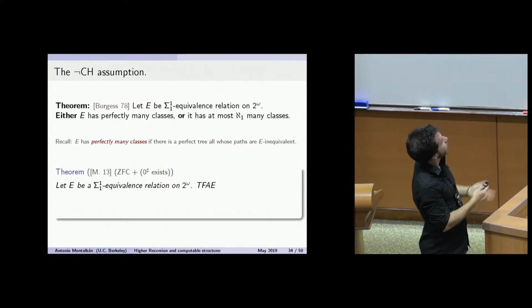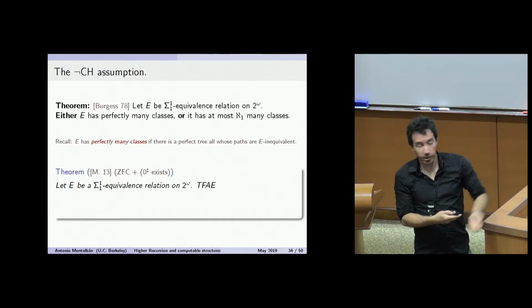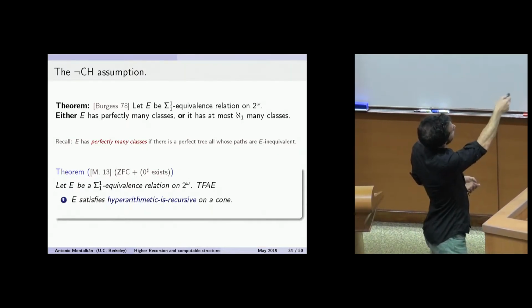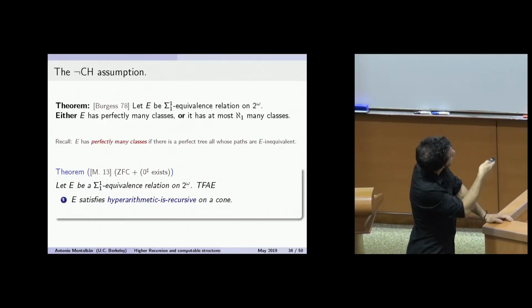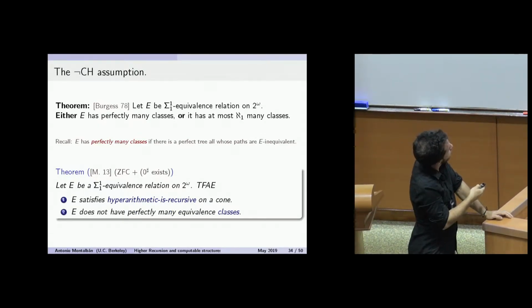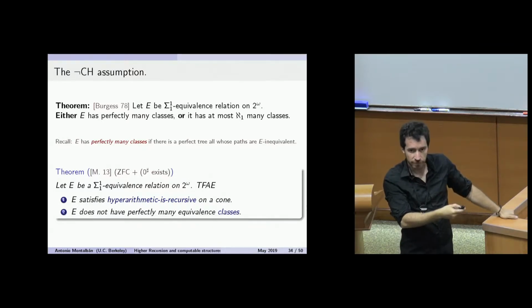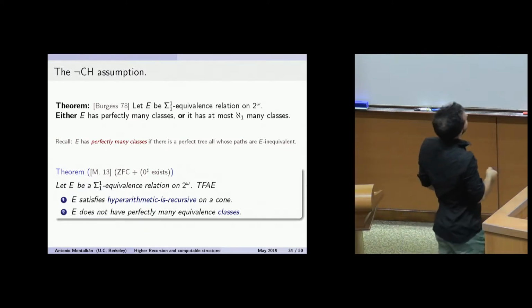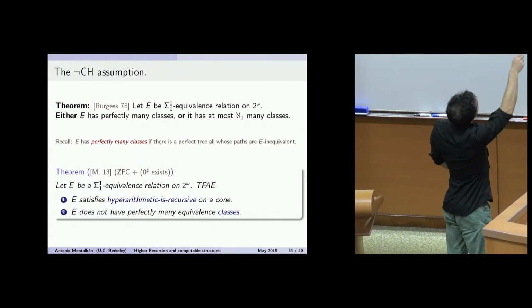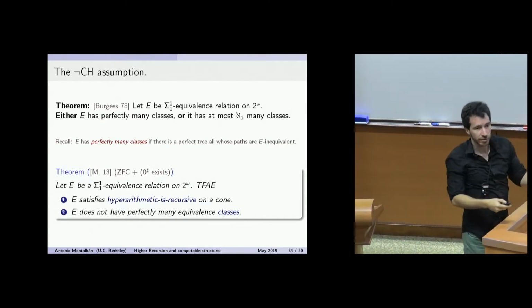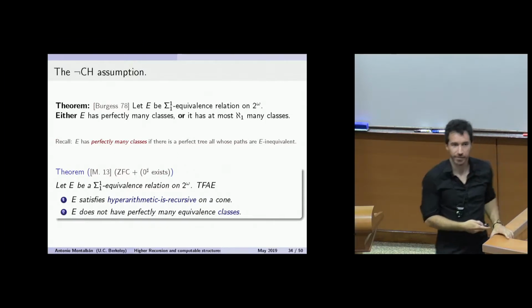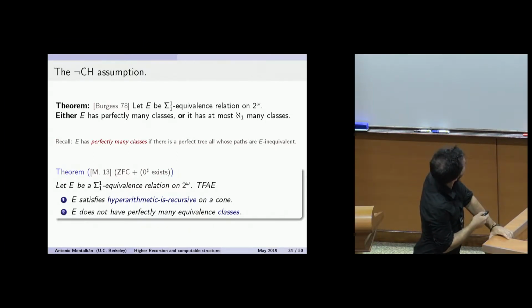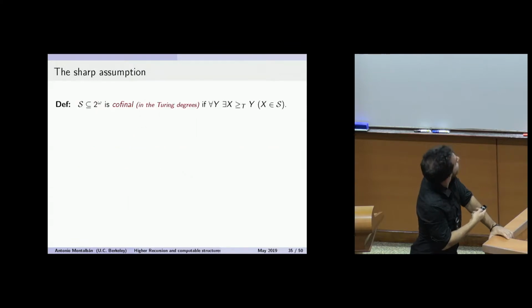So if we want to talk about perfectly many classes instead of continuum, then we can state this theorem without using not CH. And then hyperarithmetic is recursive becomes equivalent to not having perfectly many classes. The not CH was just to be able to state it talking about Aleph-1 and to make sure Aleph-1 is not the same as continuum. Okay, so not CH was not necessary. Zero sharp.